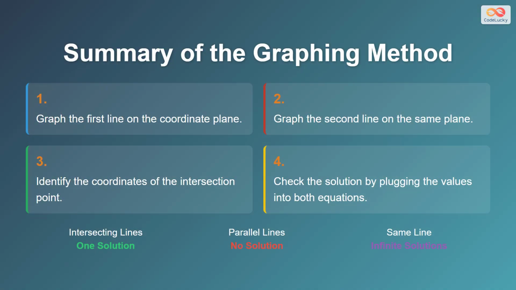So to recap, first, graph both lines. Second, find the point of intersection. Third, check your solution. The intersection will tell you if you have one solution, no solution if the lines are parallel, or infinitely many solutions if they are the same line.